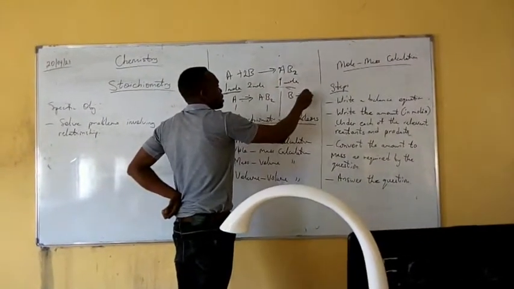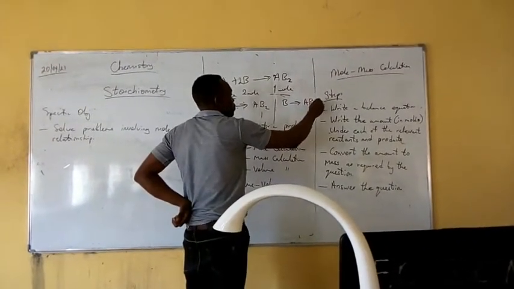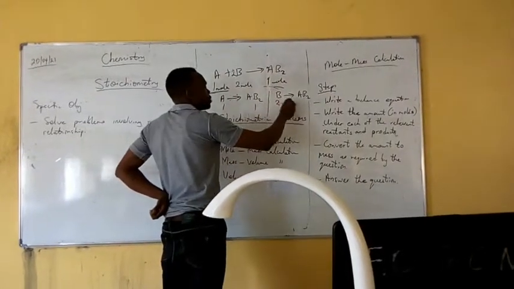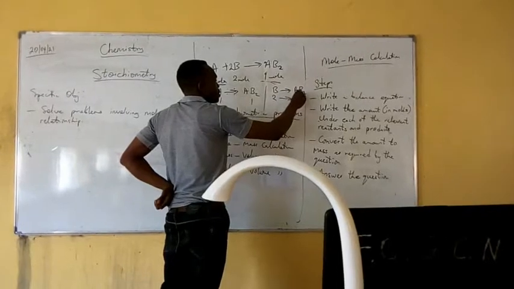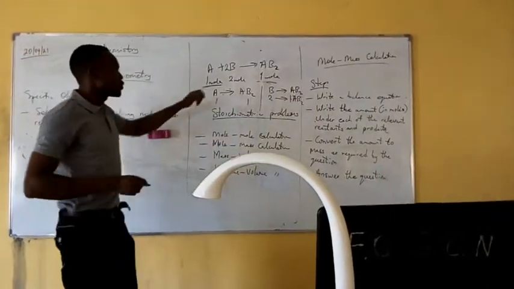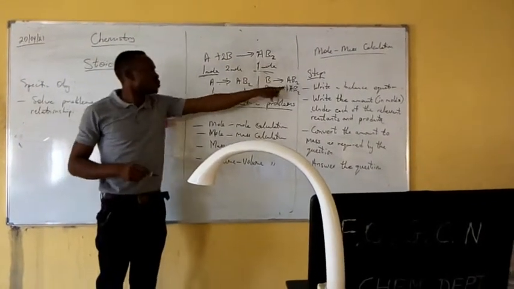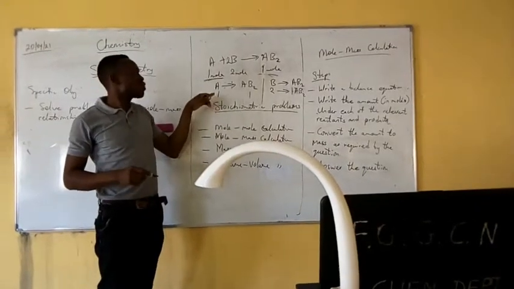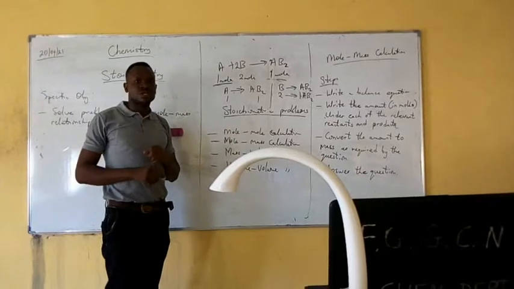In the other way, you can also relate B to the product AB2. It's 2 moles of B we need to produce 1 mole of what? AB2. So the stoichiometry here is that we are using 2 moles of B to produce 1 mole of AB2. And the stoichiometry here is that we are using 1 mole of A to produce 1 mole of AB2.